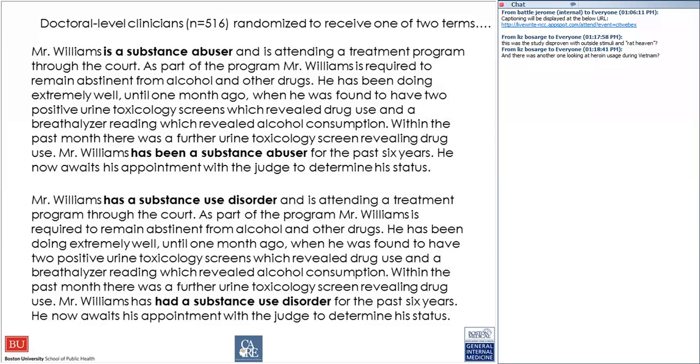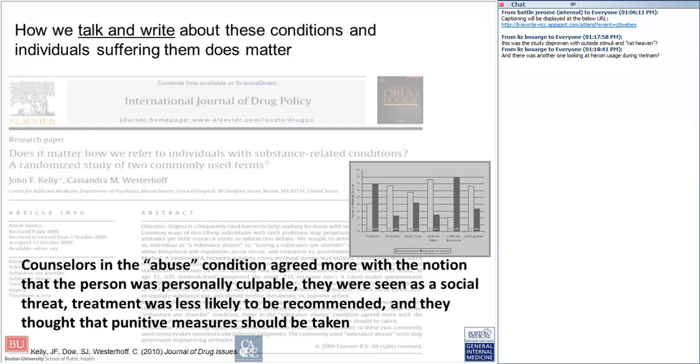And clinicians were randomly assigned, and then they were asked what they thought about the person and how they would treat and address the condition. And it turns out that how we talk and write about these conditions actually does matter. Counselors who were exposed to the abuse condition, that is where that term was used, agreed more with the notion that the person was personally culpable and they were seen as a social threat, and treatment was less likely to be recommended, and they thought punitive measures should be taken. And so words really do matter.